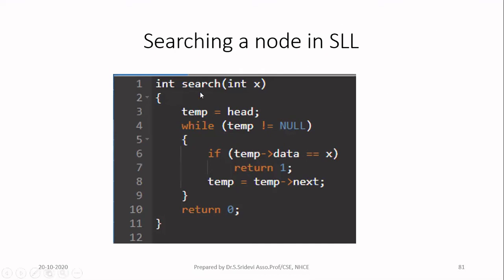So write the function as search. To this function, you are going to pass one data, that is nothing but the data you want to search in the linked list. What we are storing in the linked list is integers, so you can pass this as an integer argument, int x. Now I have to search. From where will you be searching? From the beginning of the linked list.